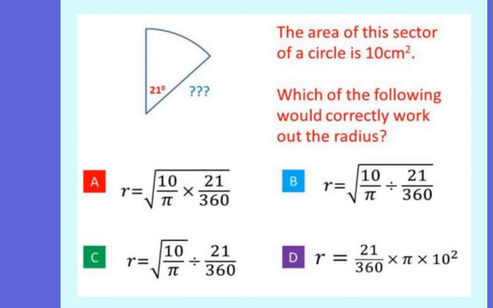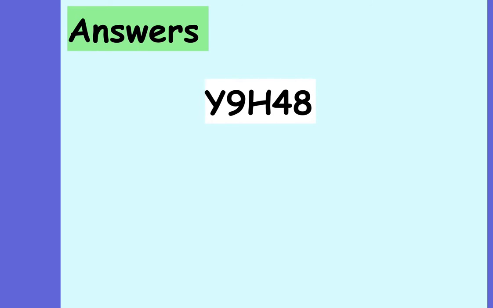And question number 5, the area of this sector is 10 centimetres squared. Which of the following will correctly work out the radius? Okay, let's look at some answers. If you need any extra time, you're welcome to pause the video and rewind.